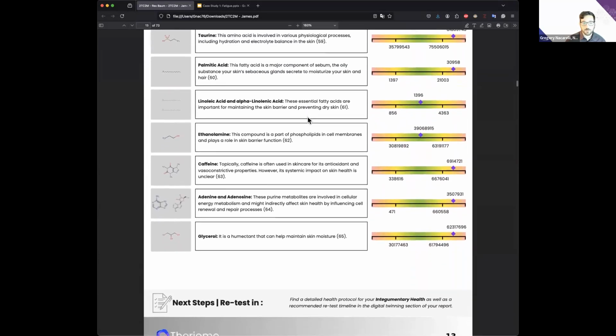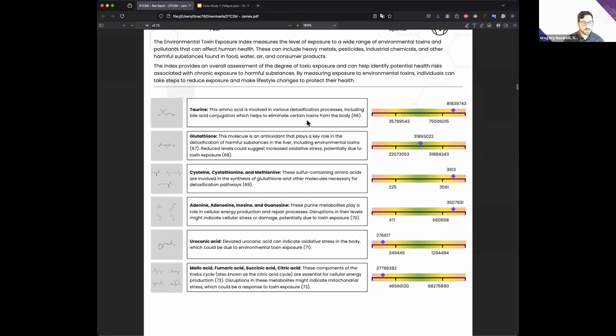Skin health, I don't think there's anything I want to mention with this. Environmental toxin exposure. So taurine and glutathione look pretty good. Uricanic acid, this is a marker of oxidative stress. It's on the lower end, that's pretty good. We have these metabolites that are associated with detoxification, cysteine, cystathionine, methionine, a little bit on the higher end. So maybe his body is having some more turnover of using these compounds for detox. So this could indicate some level of environmental exposure.